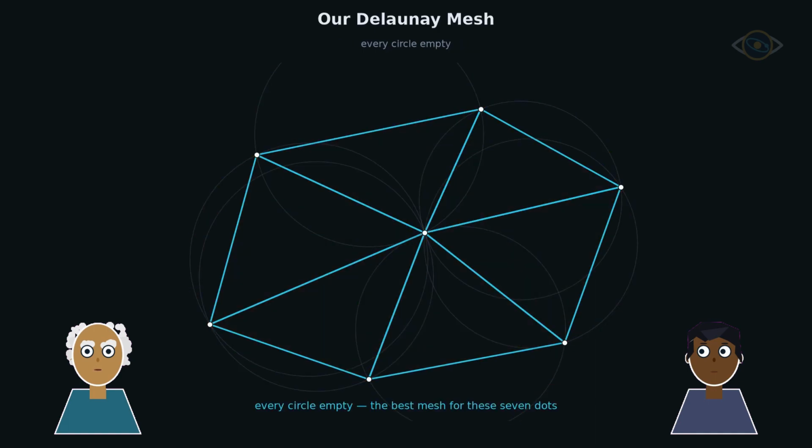And here it is, the finished mesh for our 7 dots. Every triangle fat. Watch. I'll draw the circle for each one, and not a single dot is ever trapped inside. This is the best way to connect these 7. And one simple local rule found it. No slivers anywhere. And we never had to check all the billions of other options. That's the magic. One local rule, applied everywhere, gives the globally best mesh.